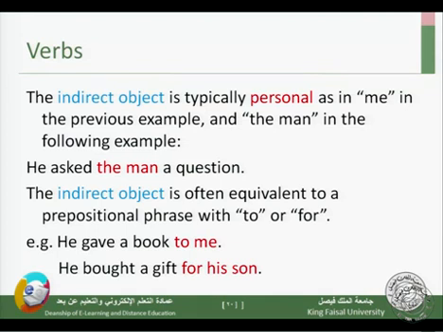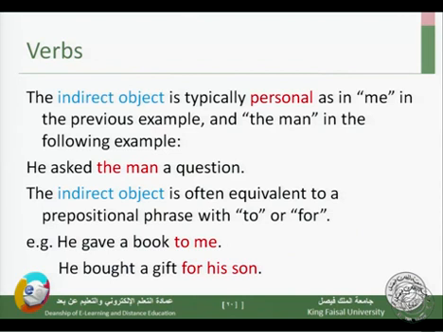The indirect object is often equivalent to a prepositional phrase with to or for. So you can transform the indirect object to a prepositional phrase with to or for. So in the first example, he gave a book to me. This sentence was originally, he gave me a book, but we can change it to a prepositional phrase and put the indirect object at the end and the direct object right after the verb. So he gave a book. A book here is the direct object. To me, the prepositional phrase here contains the indirect object.